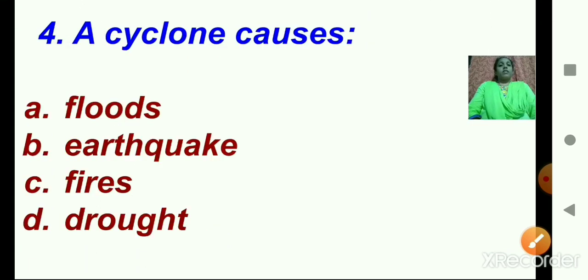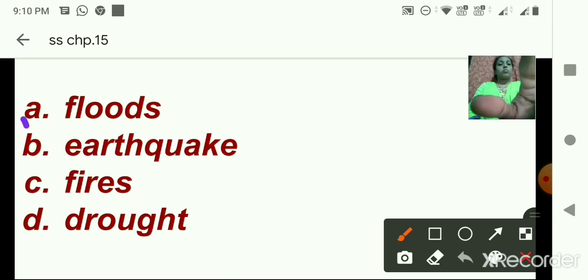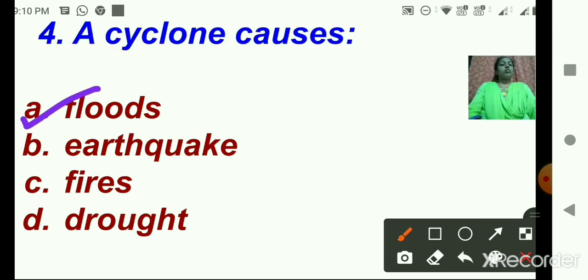Next. A cyclone causes dash. A. Floods. B. Earthquake. C. Fires. And D. Drought. Yes, of course. A is the correct option, that is floods. A cyclone causes floods. I hope children you are marking. If you have not marked, then do the marking. If you have already done, well and good.